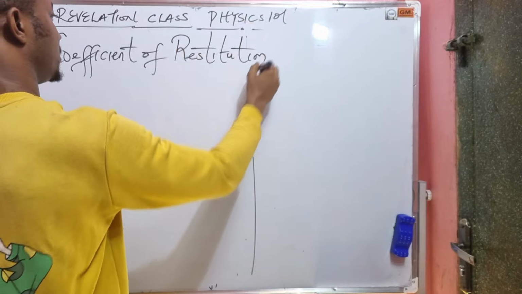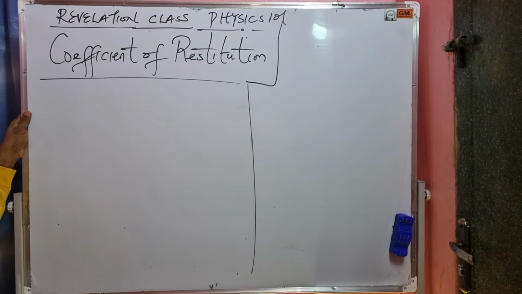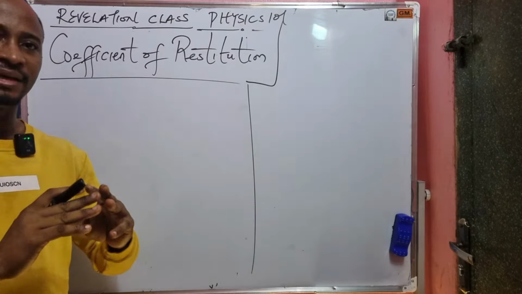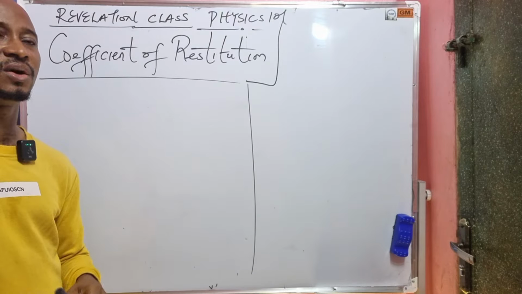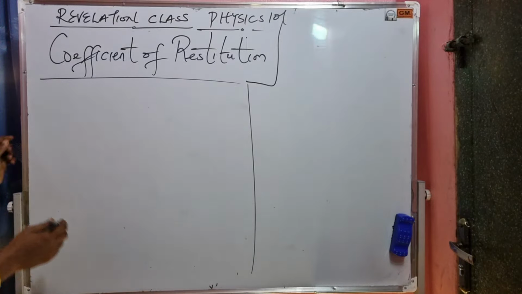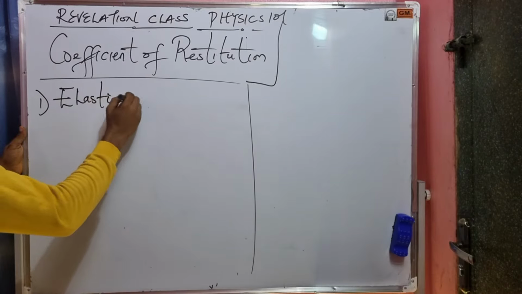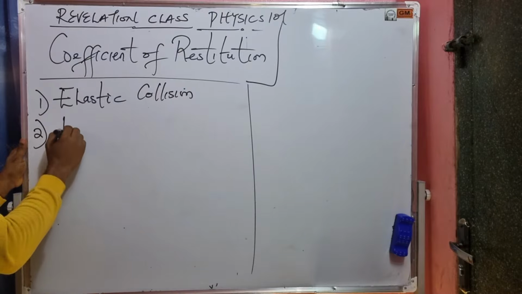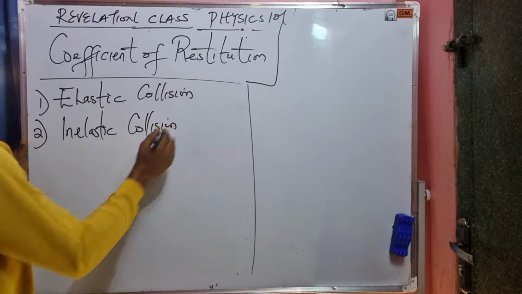Some of you must have seen a short video I did, about 60 seconds, on restitution. When you hear the word coefficient of restitution, it tells us the nature of the collision that occurs between two bodies. Collision is actually of three types. Let me explain. The first one is called the elastic collision. Please don't forget. Number two is what we call inelastic collision. I'll be explaining them one after the other.